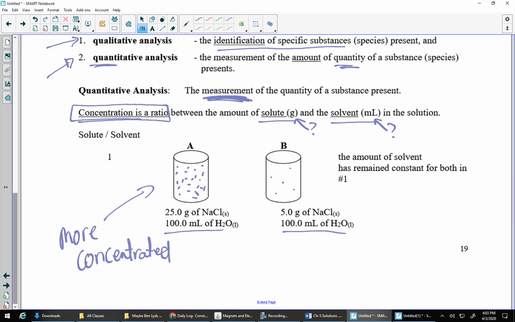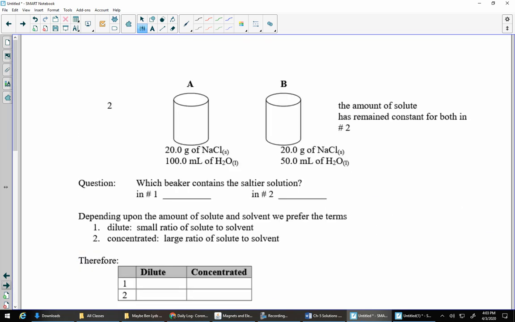We could also say that B is less concentrated, but we could also say that it is more dilute. Dilute. Perfect. So again, getting used to those different terms, and I'm sure you've heard those terms before. So it's really easy if the amount of solvent, and therefore the volume of the solution, is the same. Well, let's check this one out now.